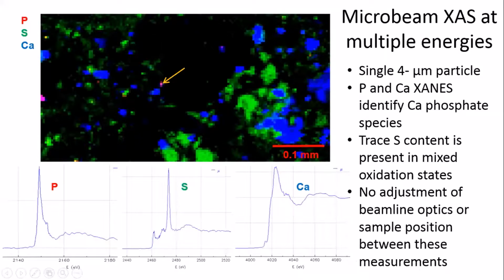Looking at a different sample, but one in which we were interested in multiple elements. Looking at one very small particle in the center of it, it's essentially a 4 micron particle. We conducted the phosphorus, sulfur, and calcium XANES on that spot. The phosphorus and calcium XANES identify a calcium phosphate species, and the trace content of sulfur in that, much lower concentration, is present as mixed oxidation states. The peak at the left is a sulfide, and the tall peak in the center is a sulfate.